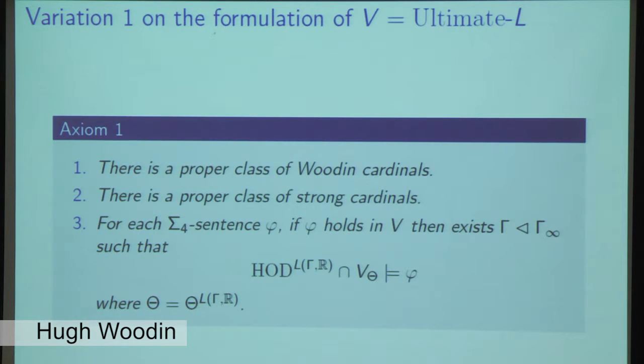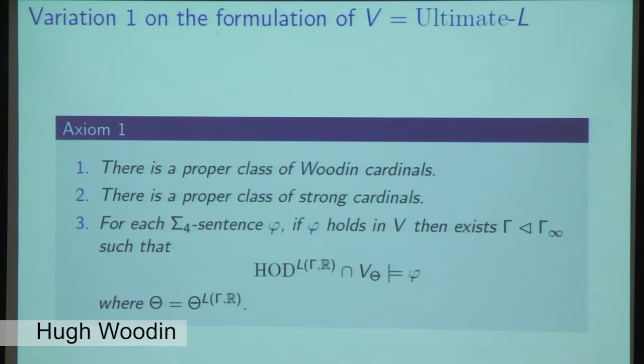Let's do two possible variations of V as ultimate L. Axiom 1 would be a proper class of Woodin cardinals, proper class of strong cardinals, and now let's reflect sigma 4 sentences, but not into the Hod of L of A and R, but into the Hod of L of gamma R cut to the theta of L of gamma R. So we're assuming that these models can resemble V more closely.